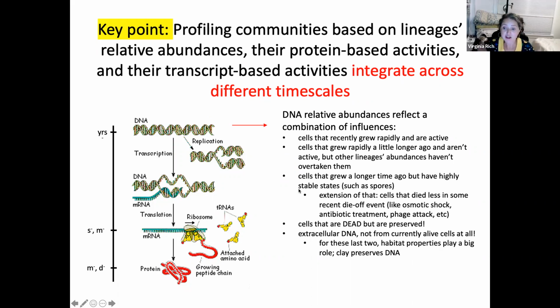Your metagenome might also include extracellular DNA, not from currently alive cells and not even from dead cells, but just DNA that's floating around that hasn't been chopped up yet, which is a thing. So for these last two, cells that are dead but preserved and extracellular DNA that has been preserved, habitat properties play a big role. So peatlands preserve things like the bog bodies. If you haven't ever seen bog man, aka Tollund man, or other bog bodies, Google it. If you're new to these kinds of environments, it's really interesting. And if you think about the preservation of those kinds of bodies, you can imagine too, oh yeah, DNA and little microbial cells probably preserve too. Okay, clay-rich systems preserve a lot of DNA, etc. So those are a bunch of the considerations for the range of timeframes that are all integrated together that give rise to the community profiles that you see in your DNA profiles.